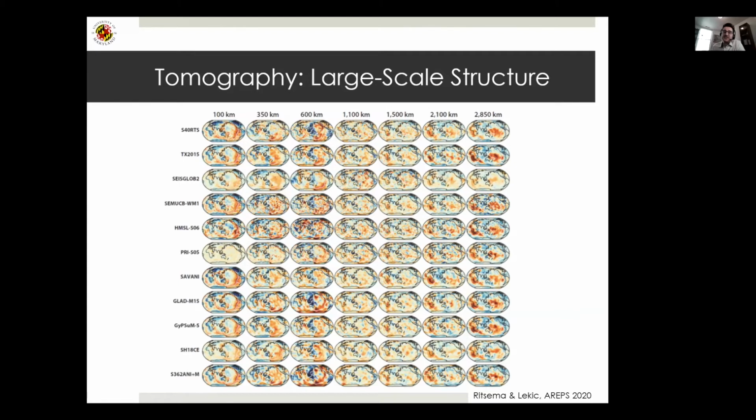And one of the challenges that we face is to extract information from these sets of tomographic models to decide what are reliably resolved structures and what features we can trust and which features are just an artifact of the way that the models are constructed.